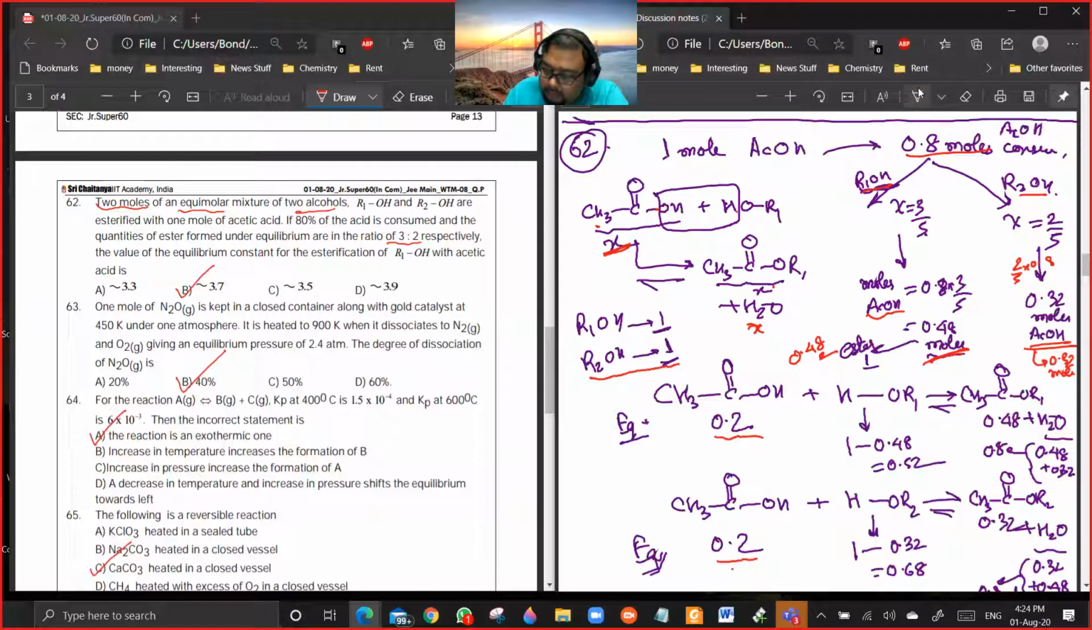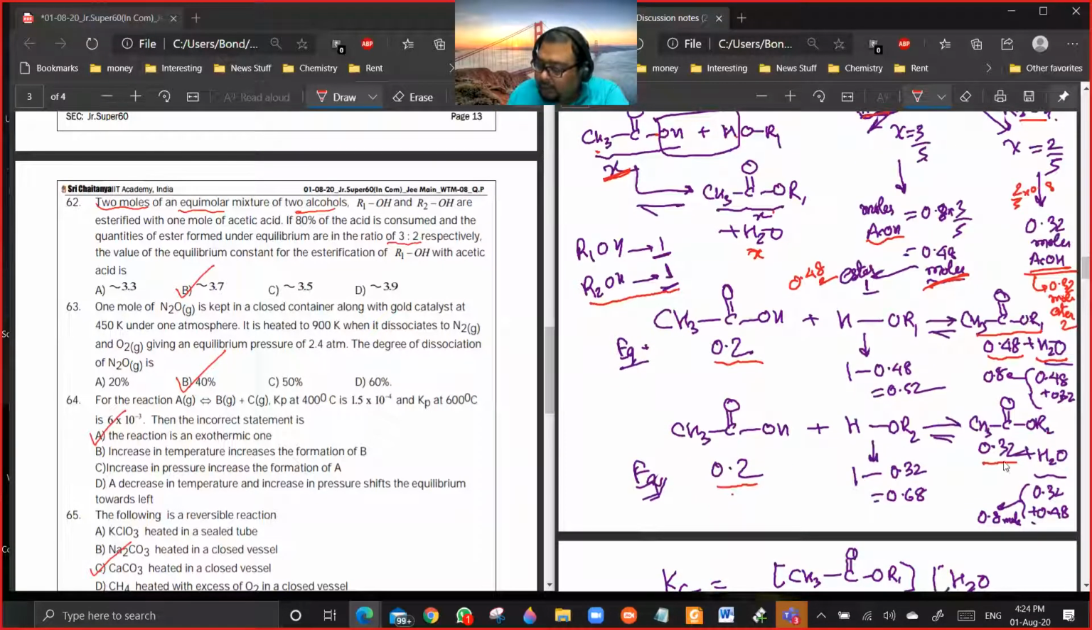One minute. Getting my point? Yes or no? Now, you see that I have written here 0.48 moles of this and 0.32 moles of this. Okay. Now you see water is a common product. So in the first reaction, along with 0.48 moles of ester, 0.48 moles of water will also be formed. Okay. And in the second reaction with 0.32 moles of ester, you will also get 0.32 moles of water.